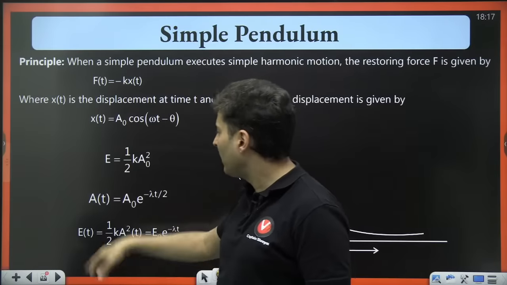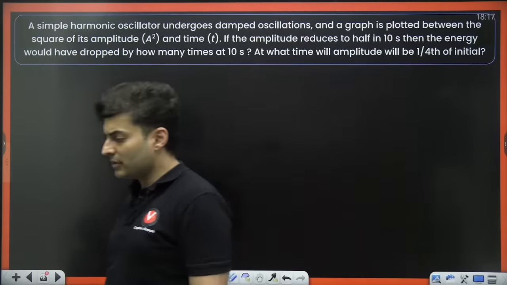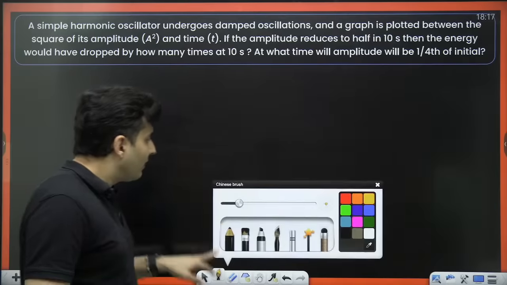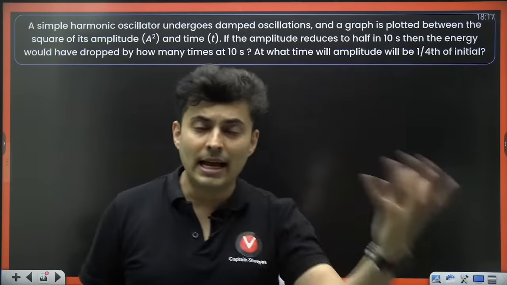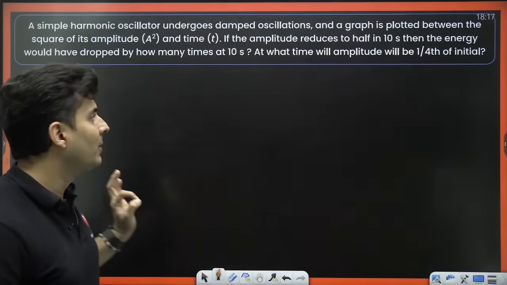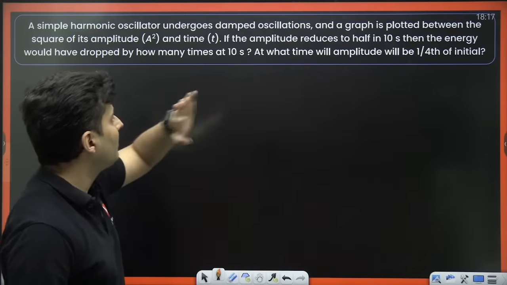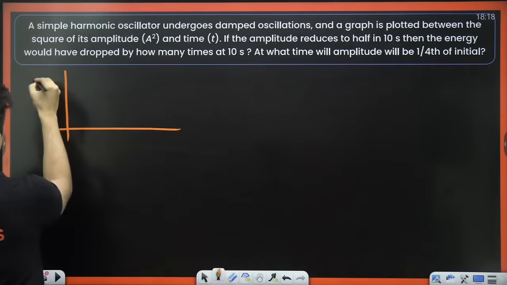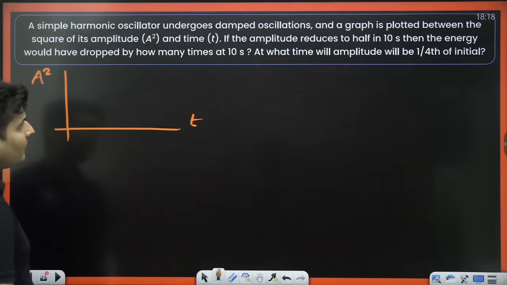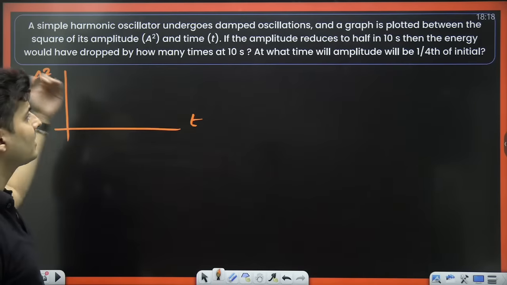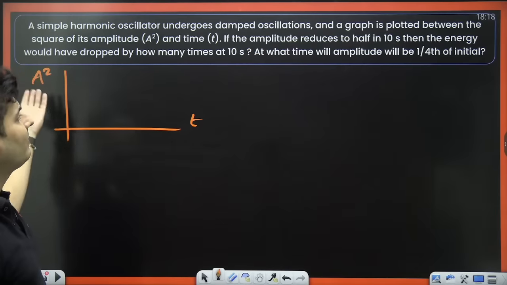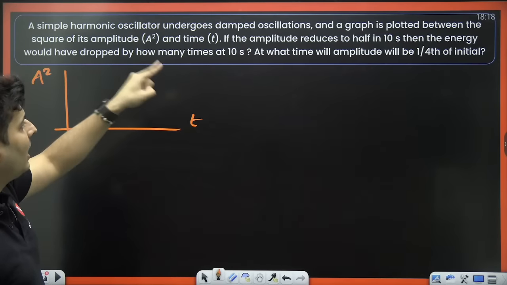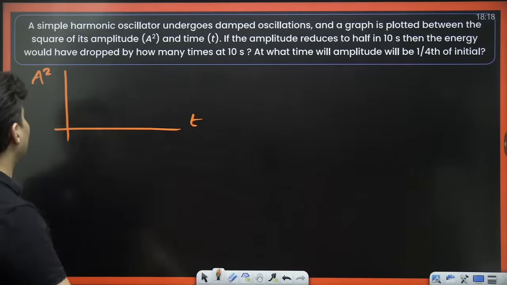What kind of questions can come? I have put the same thing in the printed slide. Look at this. To be on the safer side, we are doing these questions because it is very funny, because on one side in SHM, damped oscillations is deleted, but here they have put it in experiments. A simple oscillator undergoes damped oscillations and a graph is plotted between square of amplitude versus time. If the amplitude reduces to half in 10 seconds, then the energy would have dropped by how many times at 10 seconds? And what time will the amplitude be 1/4 of the initial value?